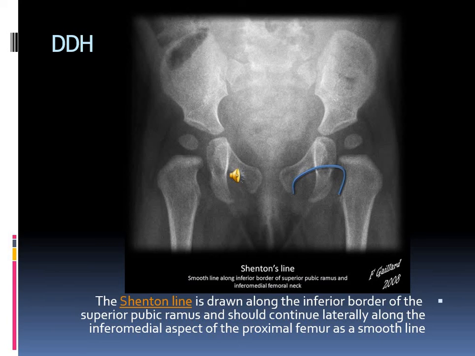This line is very helpful to detect the presence or absence of DDH. This line should be drawn along the inferior border of the superior pubic ramus, and it should be regular and smooth along the inferomedial part of the proximal femur, just like this image. How can we draw this line? This will be the normal one.